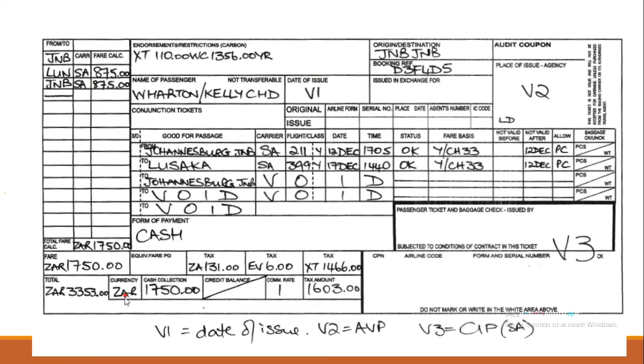Then you will write your currency, and then in this section you will add up your fare and your total tax amount, which will give you the total amount that the client should pay. In this section you then have your flight schedule, which I did say you must write out in full.